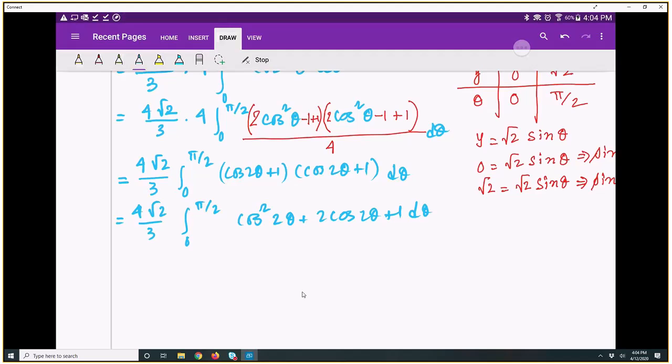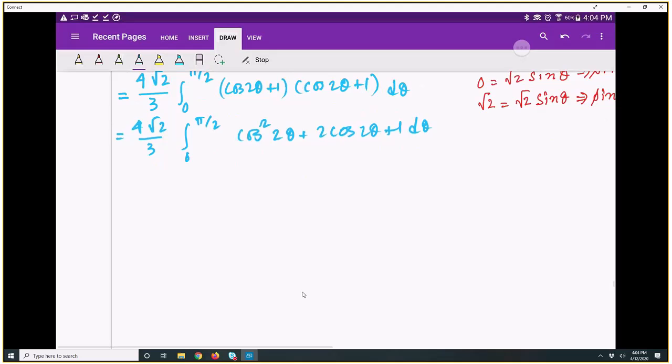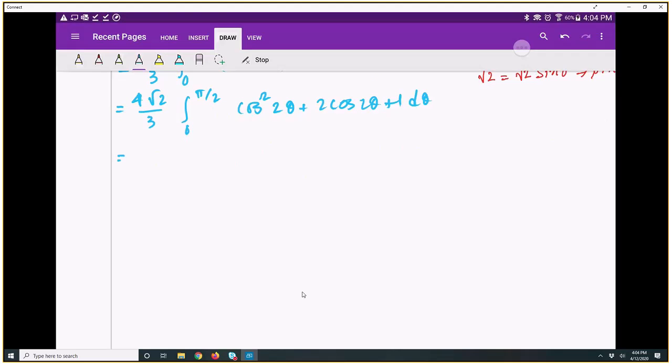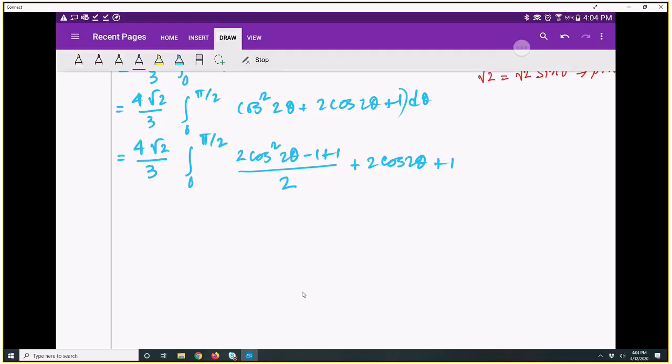And I will do pretty similar manipulation one more time in order to make this integrable, so that I can take the entire derivative. So 0 to pi over 2. The first term, I'm going to write it as 2 cosine squared 2 theta minus 1 plus 1. That's just the first term. Over 2. That makes your cosine squared 2 theta plus 2 cosine 2 theta as it was plus 1. And all of that is integrated with respect to theta.